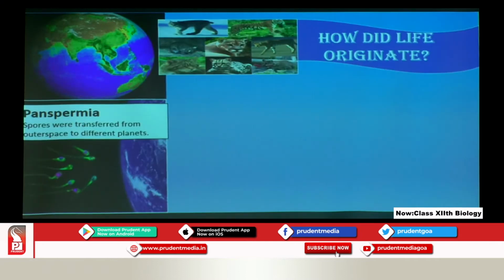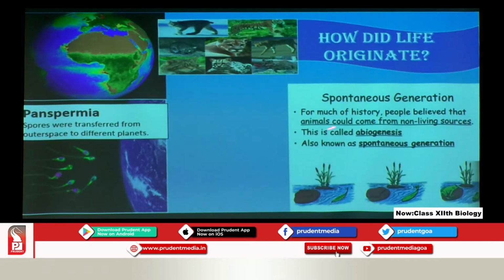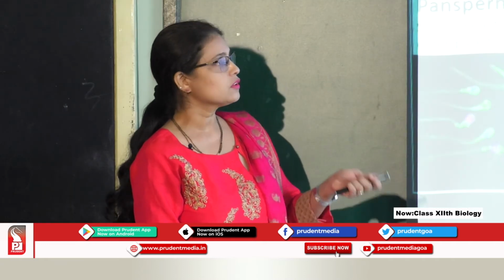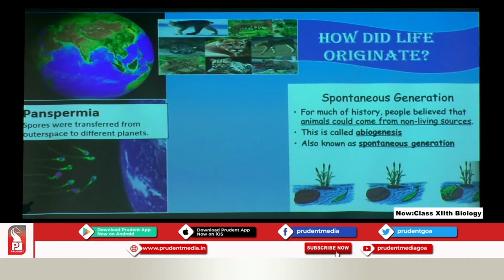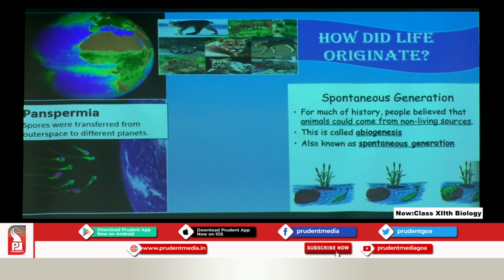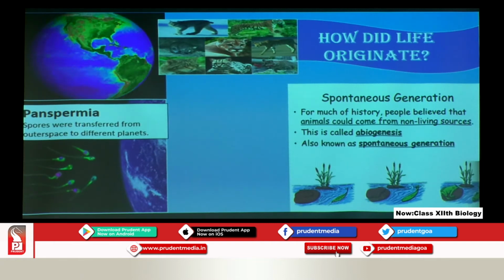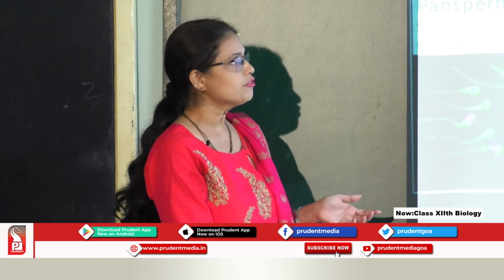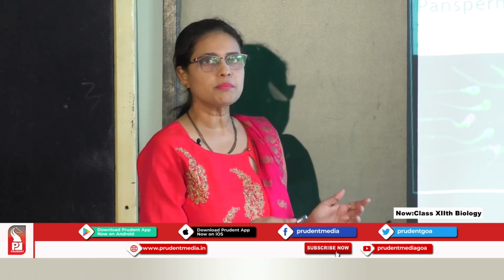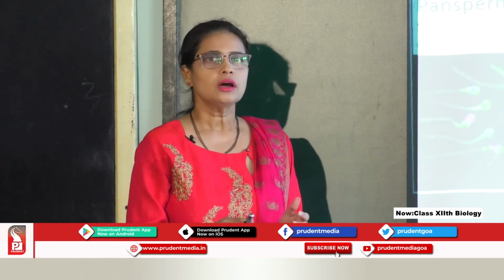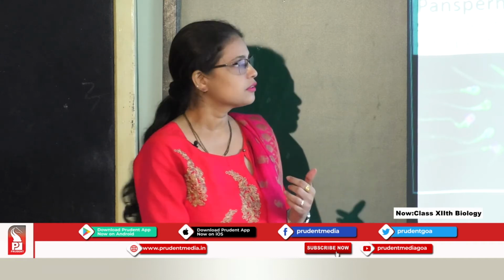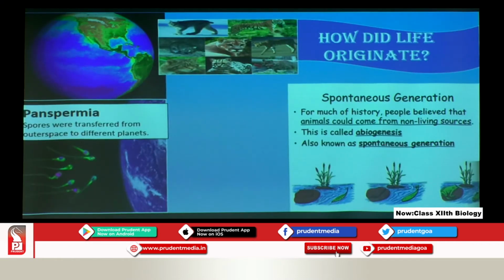The next theory is spontaneous generation. What is spontaneous? All of a sudden. Now see what this theory says. That life came into existence from non-living matter all of a sudden. Also called abiogenesis. You know what is abiotic factor? Non-living. So life came from non-living matter, especially rotten food or rotten leaves, decaying leaves, and all this happened spontaneously.